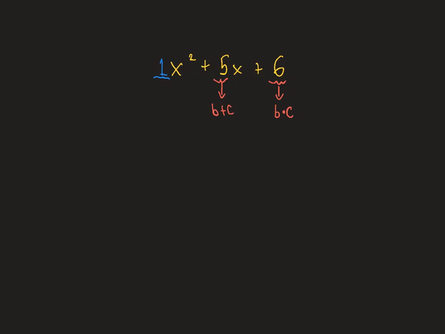So how can I go about doing this? You go about doing this using PSN. PSN is basically product sum notation. Your first question is, you have to ask yourself, what numbers multiply to give us 6? So essentially what I'm asking you here is, what are the factors of 6?